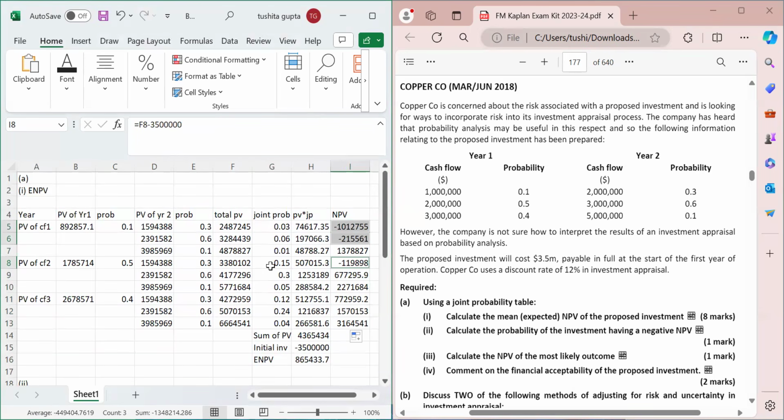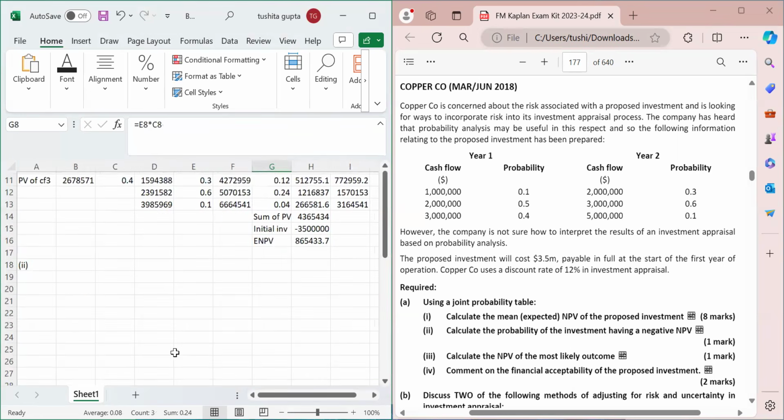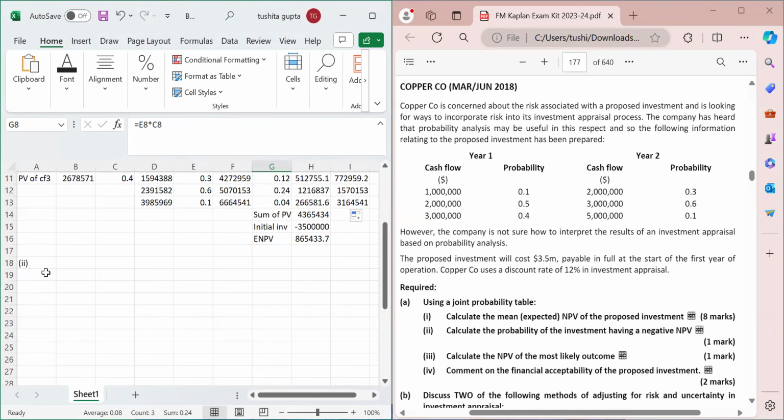So just see what the joint probabilities of these are. It will be this plus this plus this. If you see, the sum of these probabilities comes out to be 0.24. So 24% is the probability that you have a negative NPV.